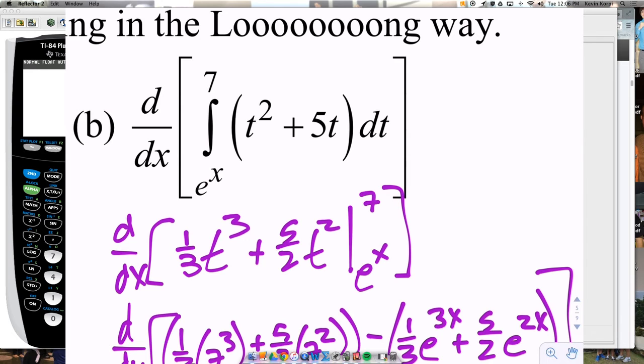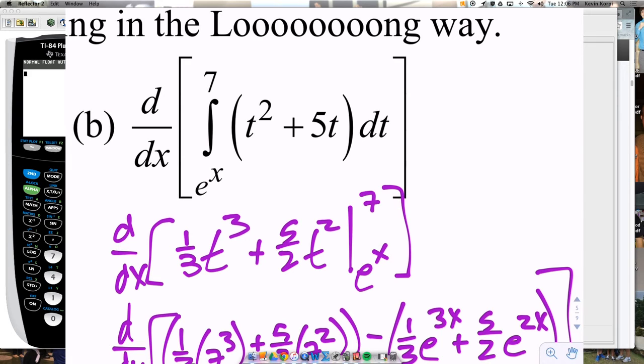But do you really even need to do that anymore, or does the general pattern take care of that? It takes care of it. So if you wanted to do that, it's fine. But if not, just plug in your 7 first, get blah, blah, blah, times the derivative of 7, which would be what? 0. And then you get minus, so then you have a negative answer. And then you get e to the x squared. E to the x squared is the same as e to the 2x plus 5e to the x, and you're done.